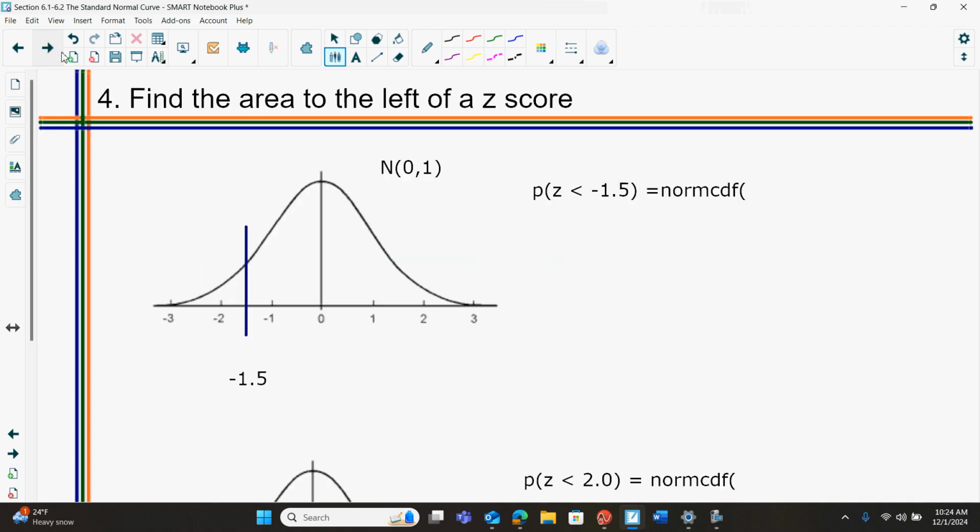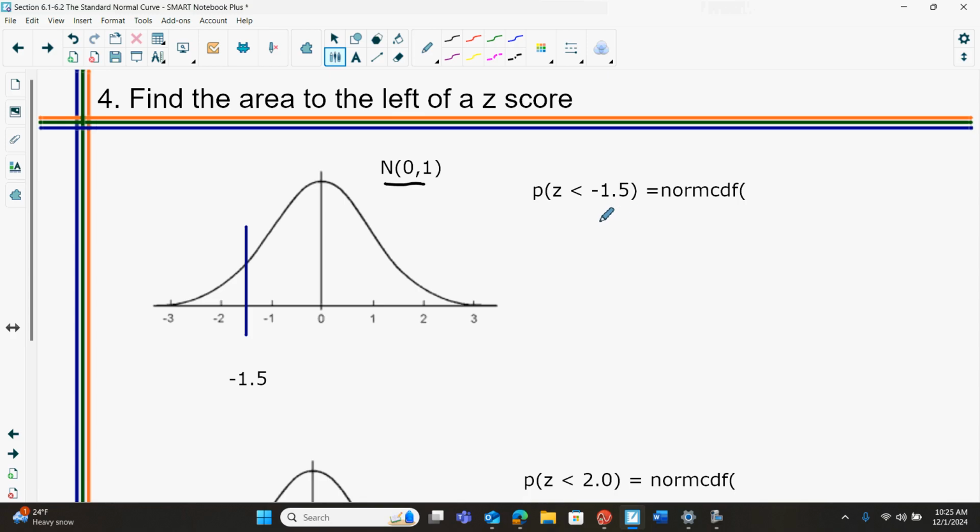All right. So let's try the areas left of the z-score. All right. So like I said, we are going to be doing this with the standard normal curve. So for all of these, assume your mean is 0 and your standard deviation is 1, and the bottom here are representative z-scores. Okay. So let's go ahead and find this. So we want to find the probability of a z-score less than negative 1.5.